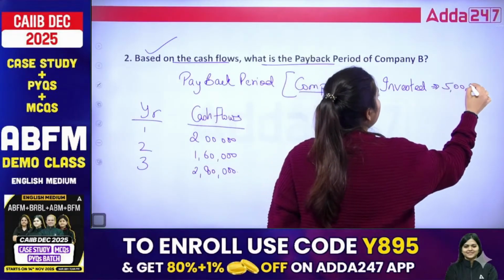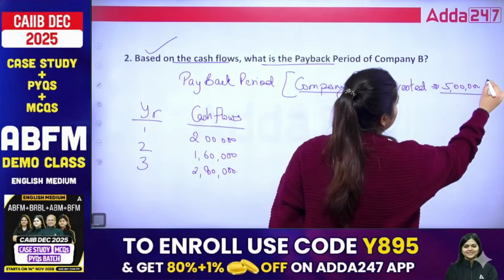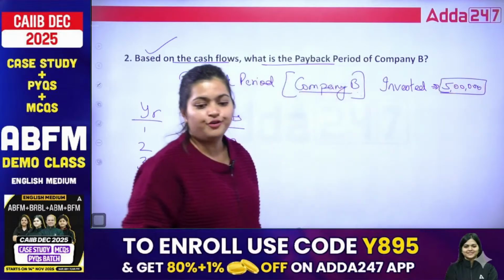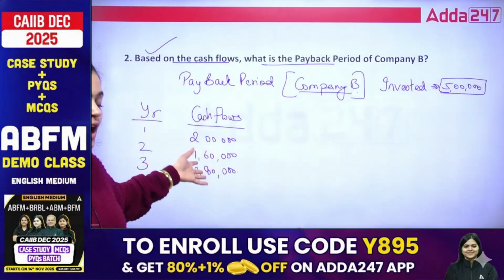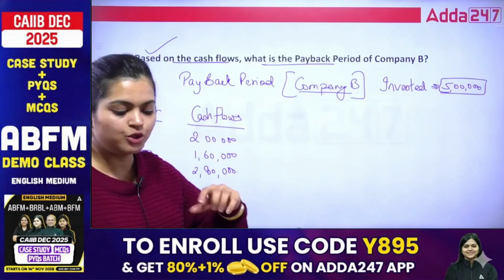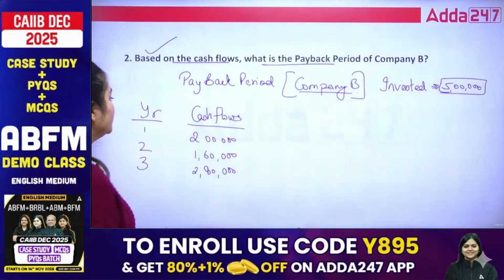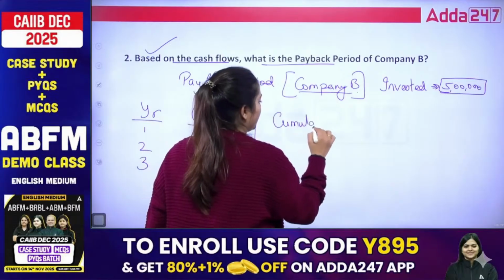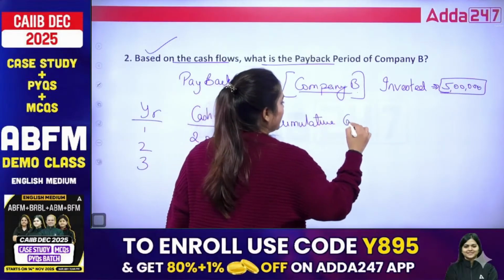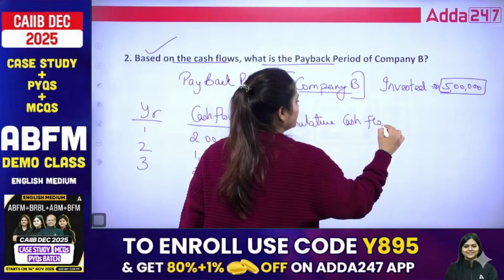5 lakhs. So the company will calculate for how many years we need to calculate now. Basically, we need to recover your 5 lakhs. So let's calculate your payback. You need to first calculate your cumulative cash flows.